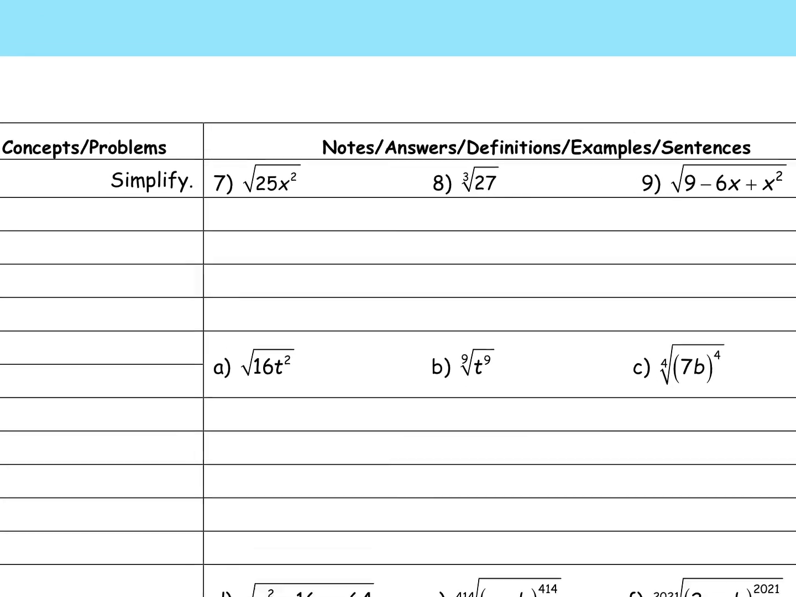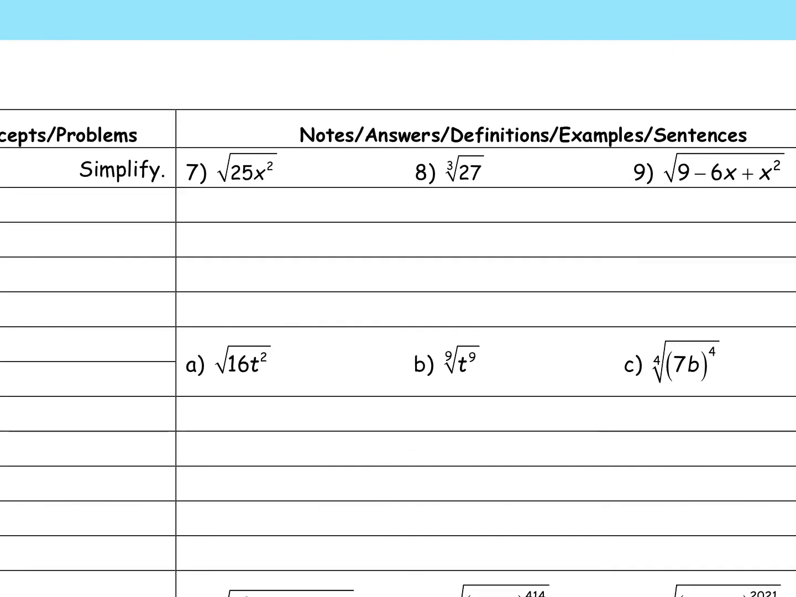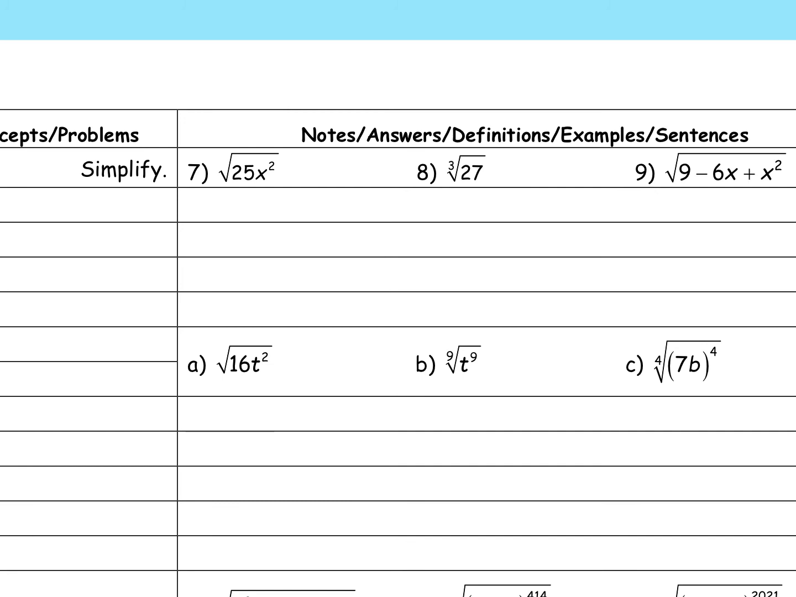Okay, so the square root of 25x squared, my examples are not very good today. 5x, awesome. The cubed root of 27. Anybody know what the cubed root of 27 is? 3.